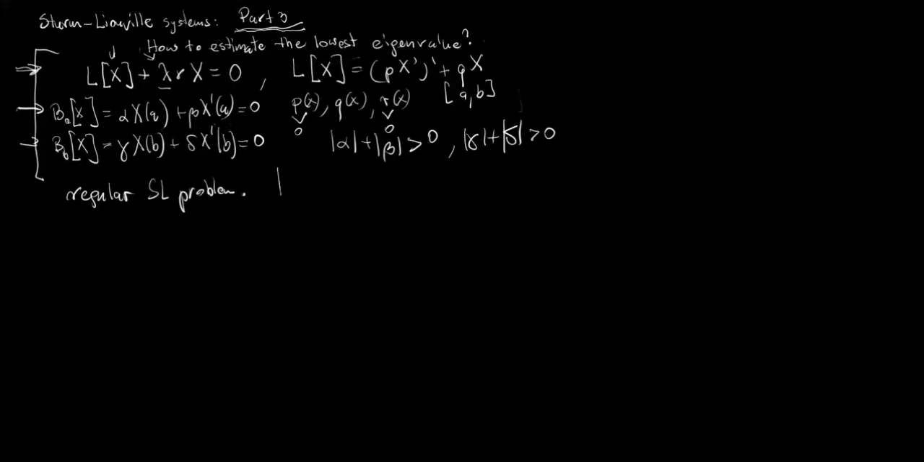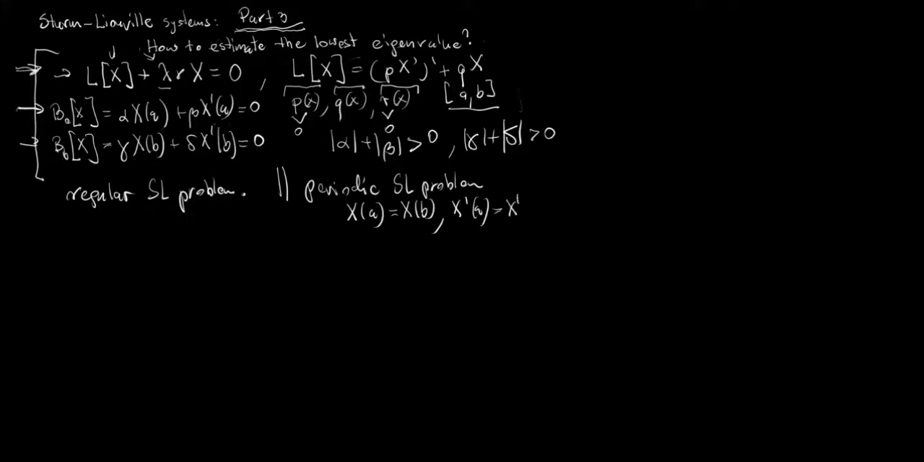Sometimes we also consider periodic Sturm-Liouville problem, in which the functions p, q, and r are periodic on a and b with period b minus a, and we want that the unknown x satisfying the ODE satisfies the boundary conditions that x of a is equal x of b and x prime a is equal x prime b.